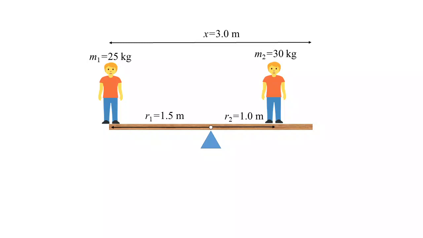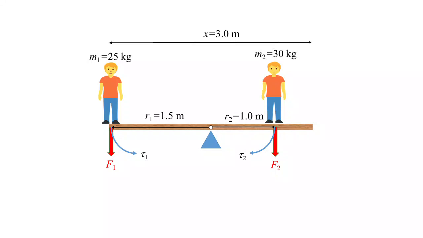Since child 1 is on the left side of the seesaw, his weight will create a force that will push the left side downwards, resulting in a torque that is counterclockwise about the pivot point. Child 2 is on the right side of the seesaw, so the child's weight will push the right side downwards, resulting in a torque that is clockwise about the pivot point. The net torque will be the vector sum of these two torques.